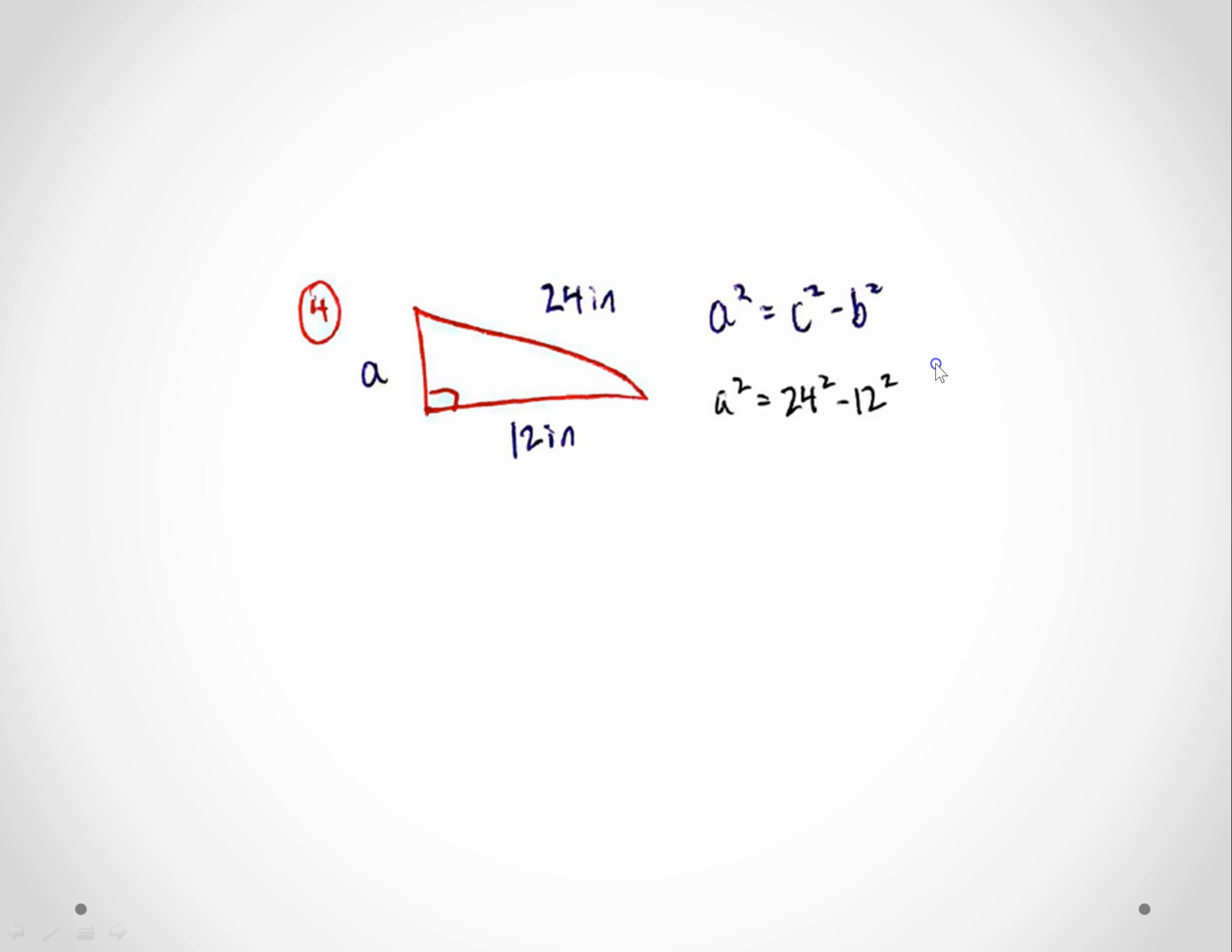So I'm just going to plug the numbers in here. 24 is my hypotenuse. 12 is my B leg. Square them, square root them, and the answer is 20.8. All of the purple or pink and blue occur directly inside my calculator.